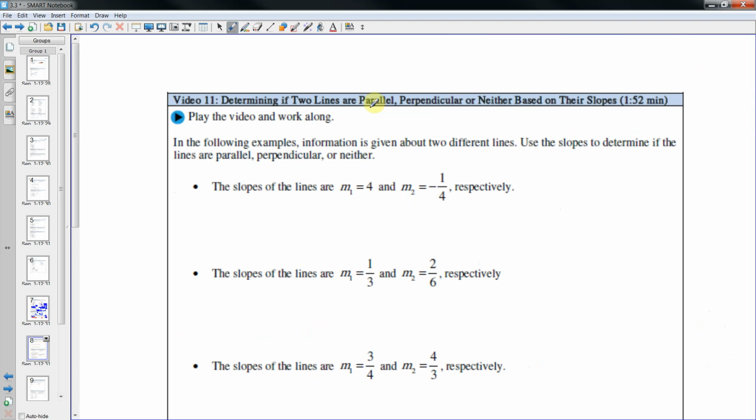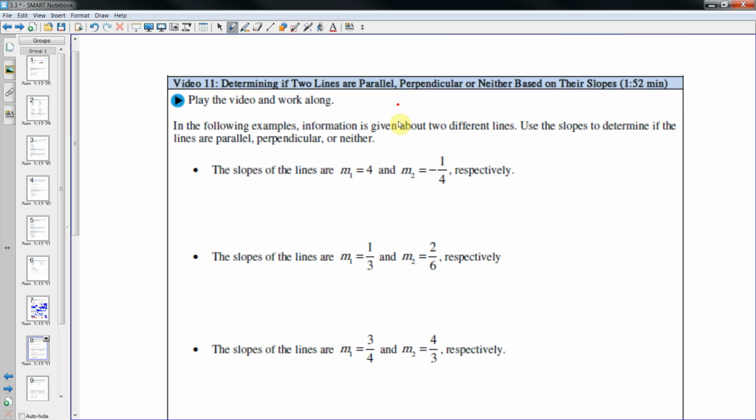Okay? In the following examples, information is given about two different lines. Use the slopes to determine whether the lines are parallel, perpendicular, or neither. So they're either going to be the same, they're going to be negative reciprocals, and if they don't fit one of those, then you have to say neither. Okay, but we're going to see if they fit one of those areas. So if we've got a slope that has a 4 for one line and a negative 1/4 for the other, those are negative reciprocals. So they are perpendicular.